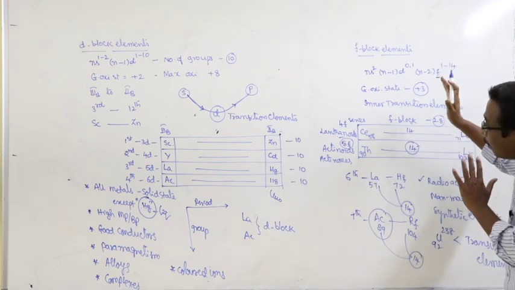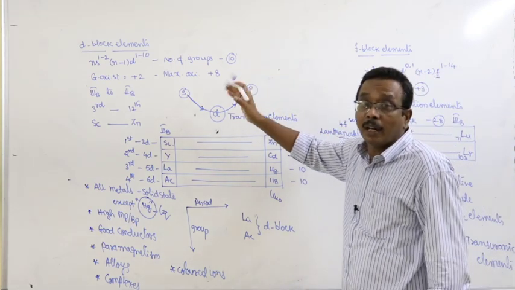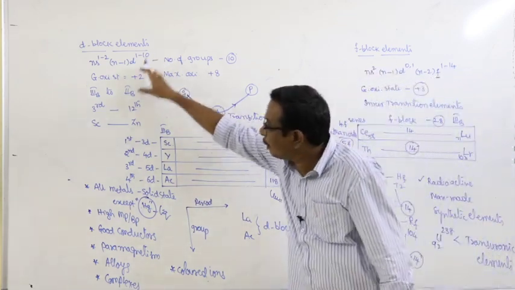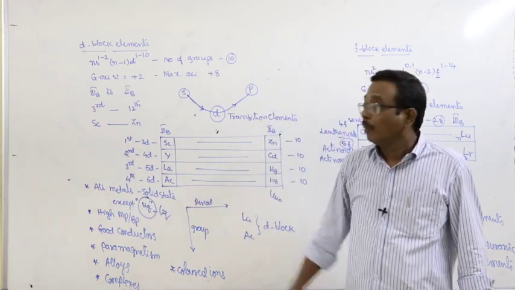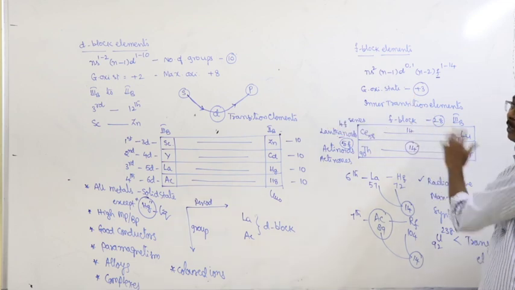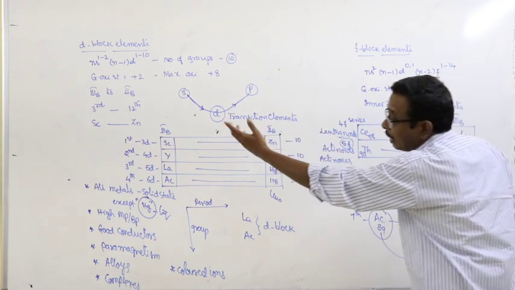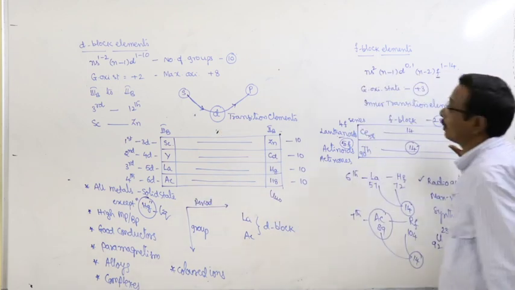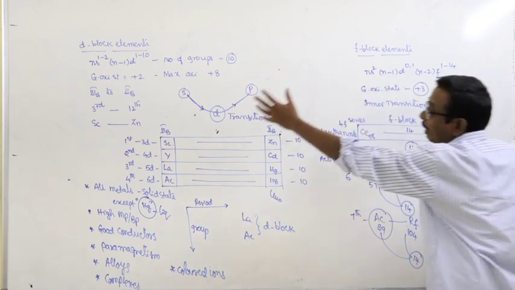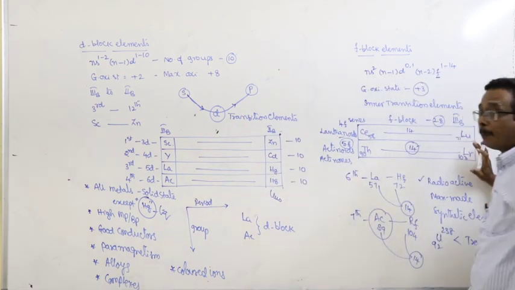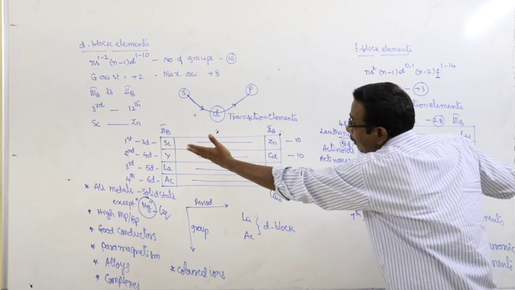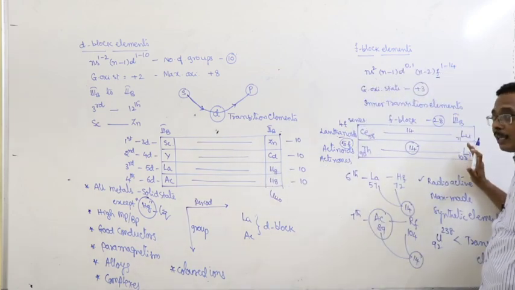The properties of F-block elements are very similar to the properties of D-block elements. What are they? All D-block elements are metals; all F-block elements are metals. D-block elements have high melting points and boiling points; F-block elements also have high melting points and boiling points. They are all good conductors of heat and electricity, and F-block elements are also good conductors. And they exhibit paramagnetism; F-block elements also exhibit paramagnetism.